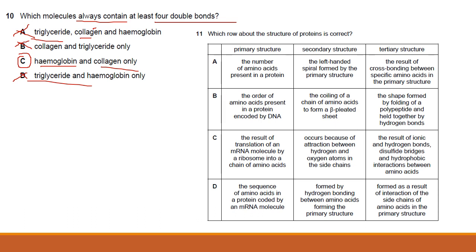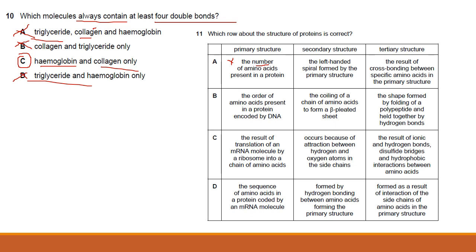Let's look at 11. Which row about the structure of proteins is correct? So the primary structure here for A, it says the number of amino acids present in a protein. That's not true. So the primary structure is not about the number of amino acids. The number of amino acids can be as long or as short as is required. It's the sequence, so the arrangement of the amino acids in the protein. Okay, so that makes this wrong.